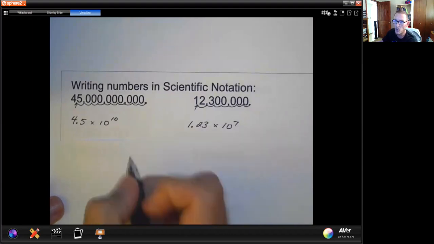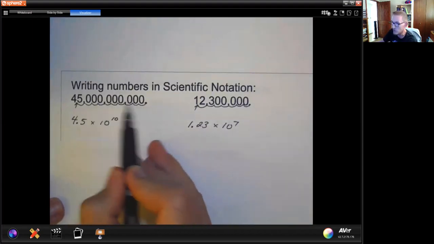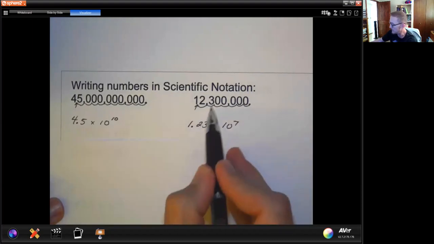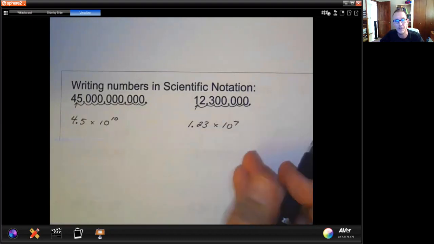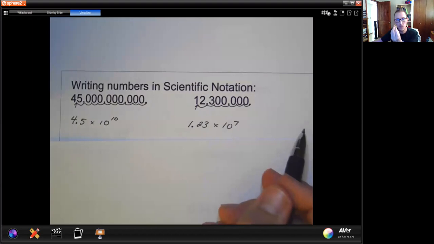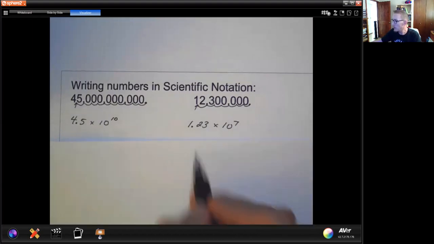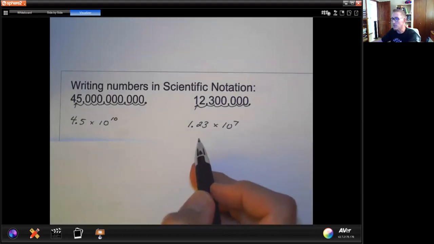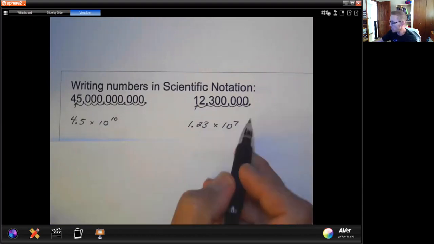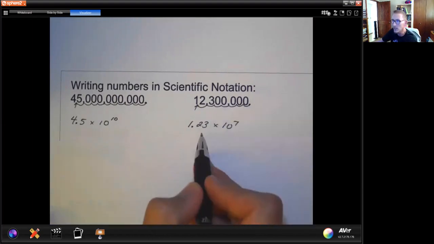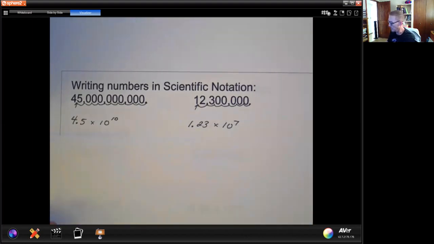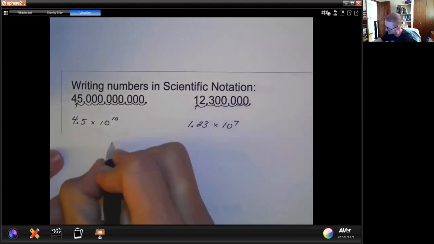I want you to notice on both of these examples, all of the extra zeros at the end are left off the final answer. I'm taking something that's really large and I'm just rewriting it with something that's smaller and easier to work with. All of these zeros are not included in the final answer for scientific notation. Okay, so let's go ahead then. I want you to try this example.